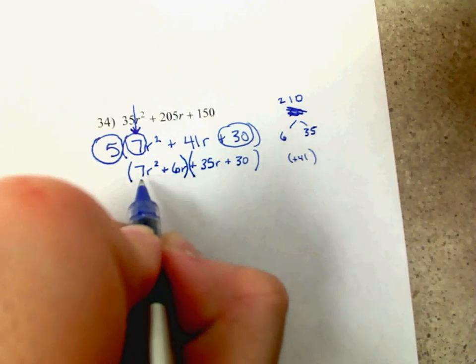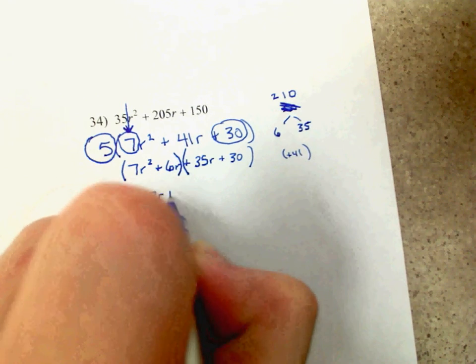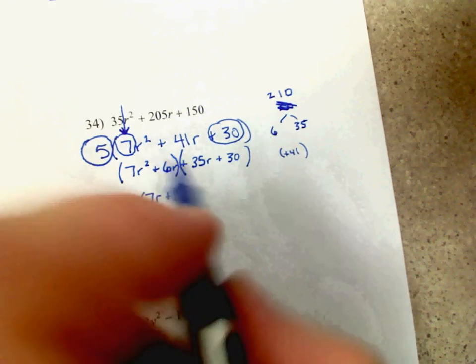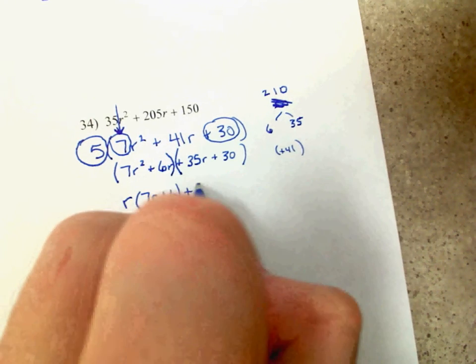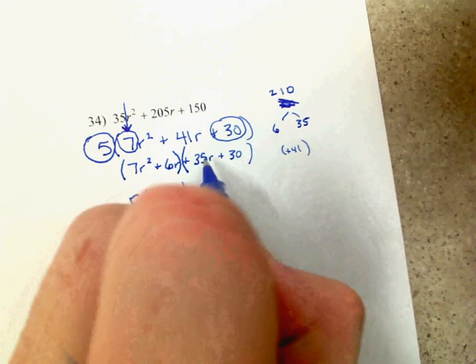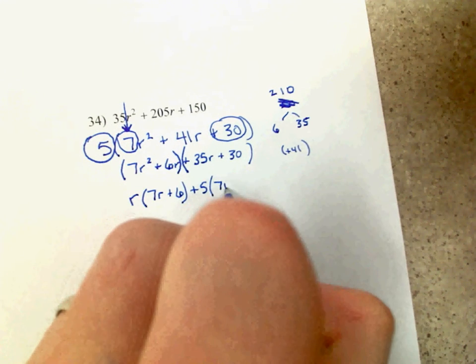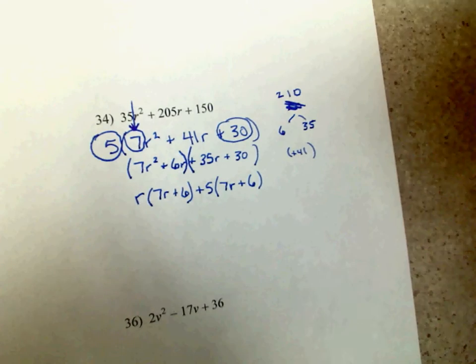So 7r plus 6. What can I take out of this half? 35 and 30 have a 5 in common. Positive 5. And that would leave me with 35 divided by 5 is 7. 30 divided by 5 is 6. You will notice that both parentheses are the same. That means that we've done it right.